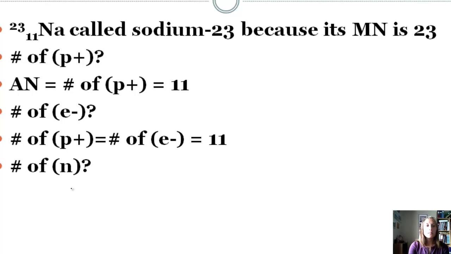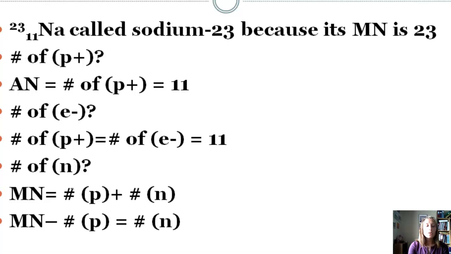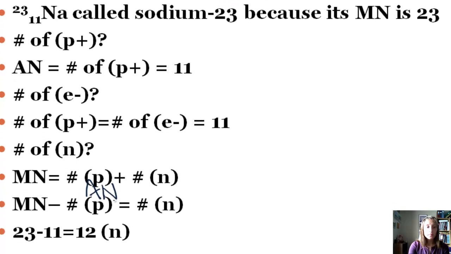And if we wanted to find the number of neutrons, we know that the mass number is protons plus neutrons. And so if we take the mass number minus the number of protons, which could also be called the atomic number, that will give us the number of neutrons. And so 23 minus 11 gives us 12 in this case.